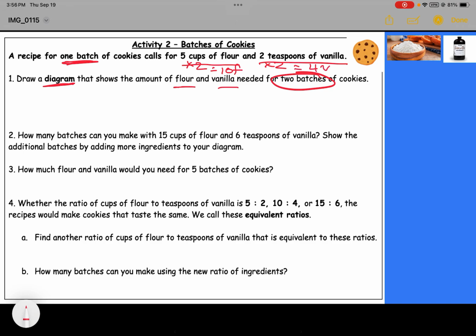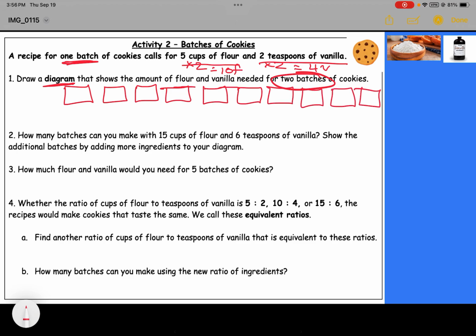So I'm going to do 10 cups of flour, and I'll just do my squares. 1, 2, 3, 4, 5, 6, 7, 8, 9, 10. And I'm just going to say this is flour. So this is for 2 batches. And 2 times 2 is 4, so I'm going to do 4 vanilla. 1, 2, 3, 4. And I'm doing smaller ones since teaspoons are smaller than cups.